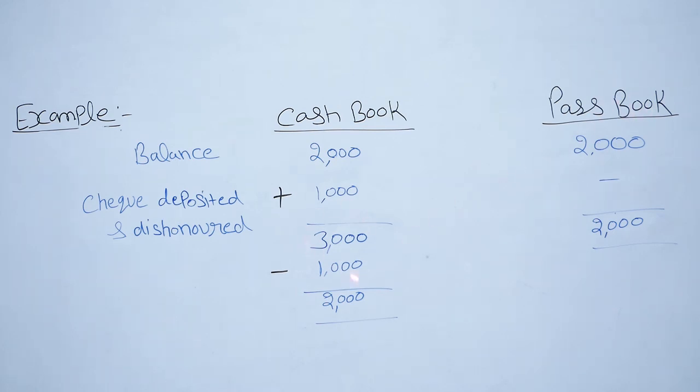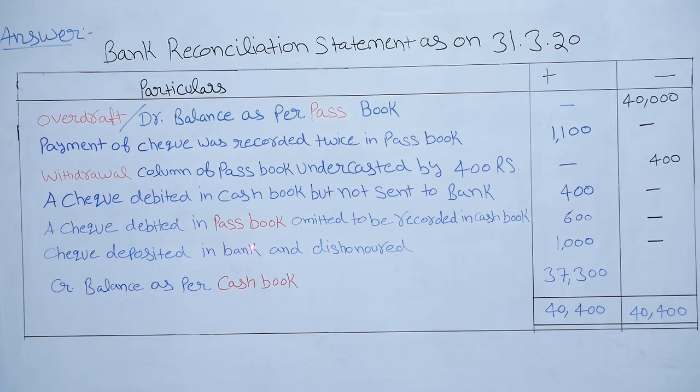We have to follow passbook balance. Now we will make 3000 to 2000 by deducting 1000 rupees. As question is started from passbook, so all rule will be reversed. So now we are adding 1000 rupees. Check deposited in bank and dishonored, it will come in the plus item.